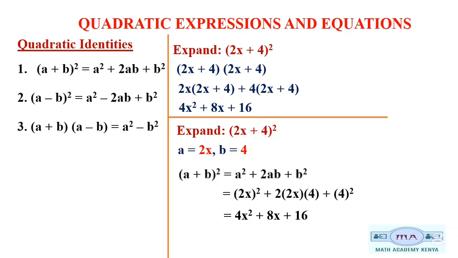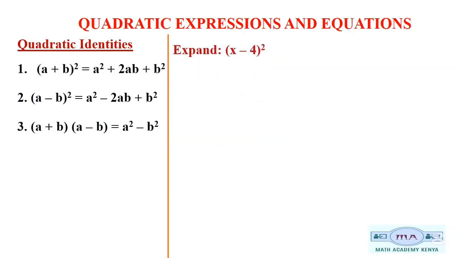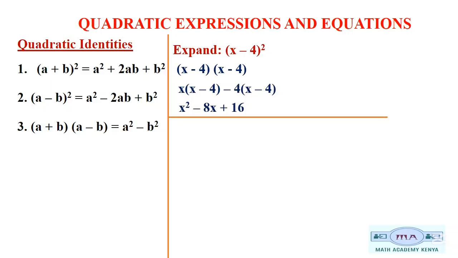So we can look at another example where we expand x minus 4 squared. Using the long method, it is x minus 4 multiplied by x minus 4, which translates to x squared minus 8x plus 16. Let us use the identity. You can see that this conforms to quadratic identity number 2. So we identify our variables: a is x and b is 4.